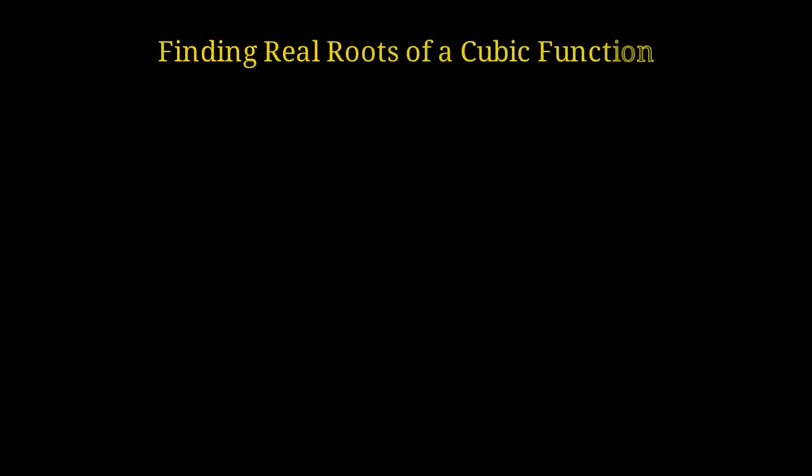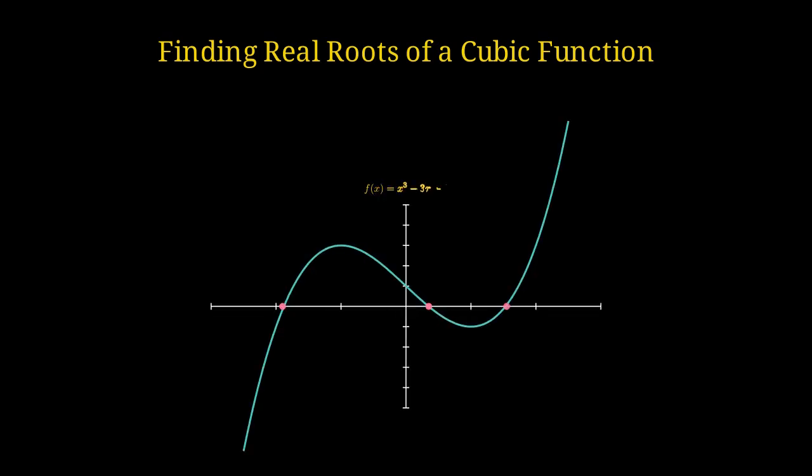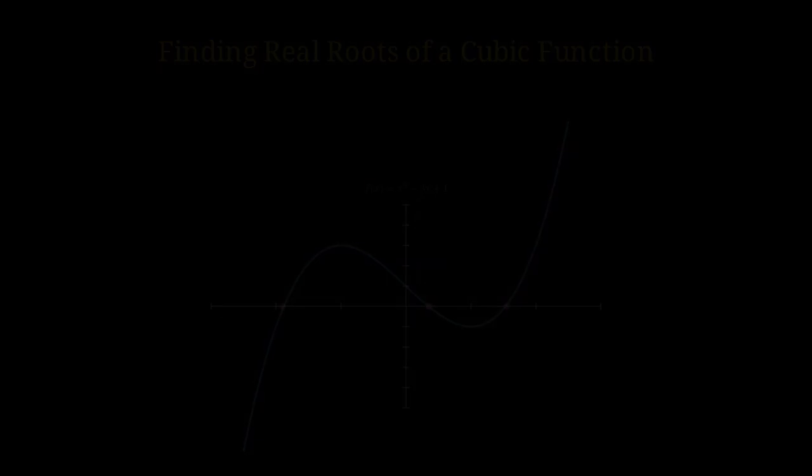Let's analyze the cubic function f(x) = x³ − 3x + 1 and find its real roots. Here's the graph of our cubic function. Notice it crosses the x-axis at 3 distinct points, indicating 3 real roots. First, let's prove that this equation has exactly 3 real roots.